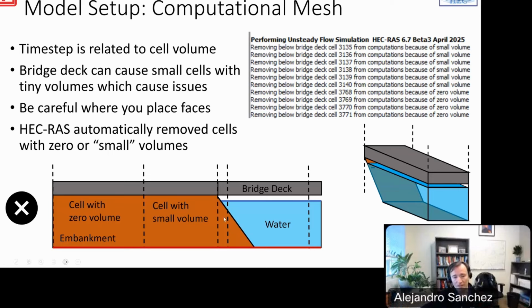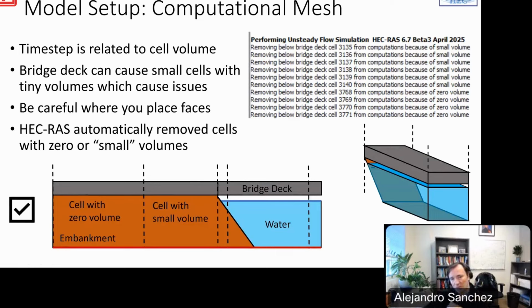And then on the right, this got screwed up. The cell face should be here. You have a cell with a tiny volume right here. And as you know, time step is related to cell volume. If you have tiny cell volumes, that is going to lead to instabilities and it may just blow up very quickly. You don't even know where it's happening. So best practice is to move the bridge deck from here to right here, and then move this face over from here to here so that you don't have that tiny cell volume.